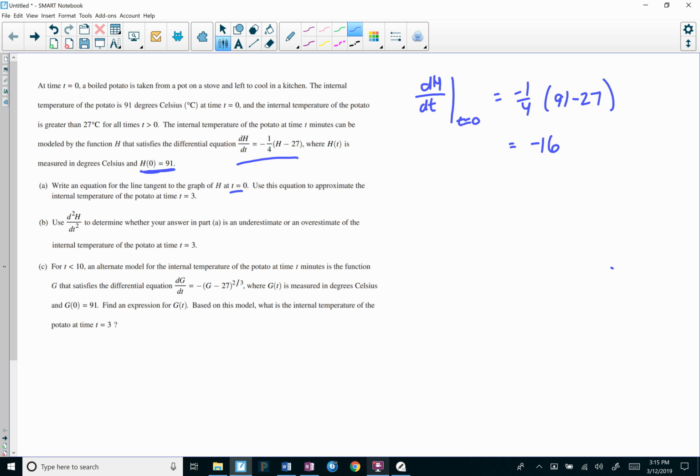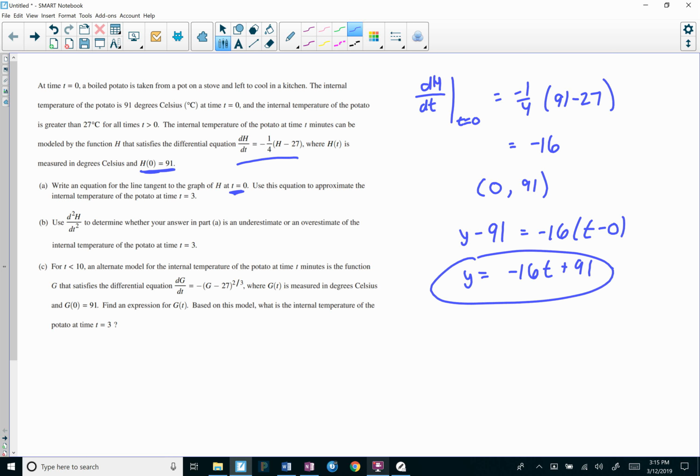So there's my slope. Now I need a point. My point is 0 because my independent variable is t, and 91 is my dependent. So I have y minus 91 equals negative 16 times (t minus 0). So y is negative 16t plus 91. Now that's part of the question. It says use it to approximate when t is 3. So y of 3: plug in 3, you get 43 degrees Celsius. Part A was worth 3 points: one for getting the slope, one for the tangent line, one for your estimate.